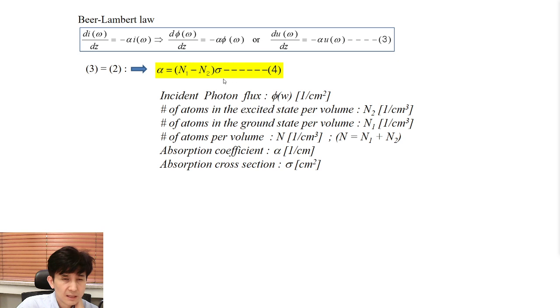So we can replace the absorption coefficient, which is the macroscopic parameter of absorption, with the actual number of atoms in the excited state and ground state, and the cross section of each atom with a photon. So equation 4 describes the macroscopic absorption coefficient with the atomic parameters of a medium.